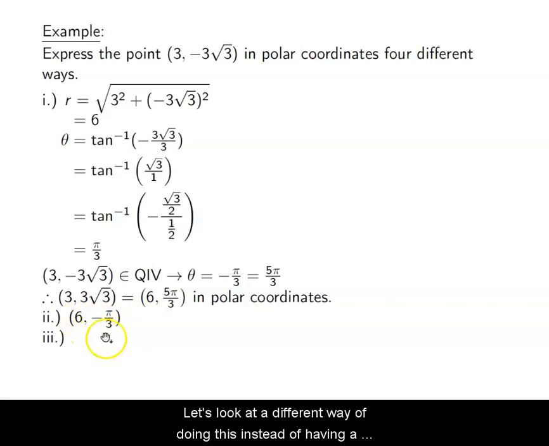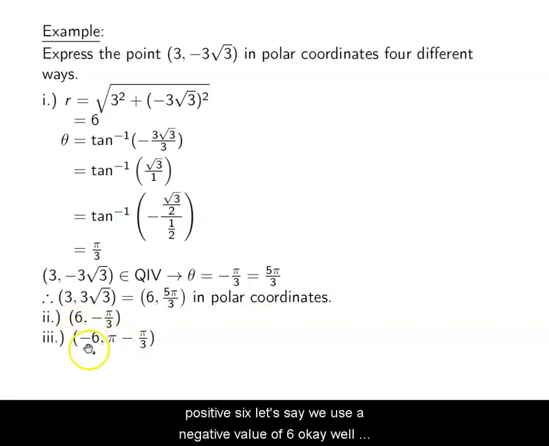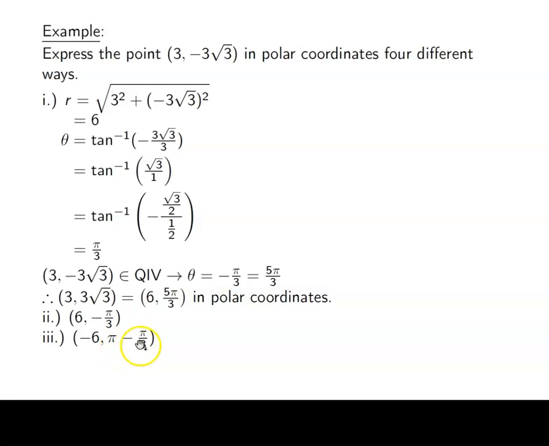Instead of having a positive 6, let's say we use a negative value of 6, okay? Well, if I use the negative value of 6 and negative pi over 3, then I would point in the opposite direction of the angle that I want, right? So I'd have to add pi to that in order to get me back into the correct direction, right? Because remember, pi is 180, that swings me back in the opposite direction. So I can use a negative radius and adjust this by going 180 degrees back into the correct direction.